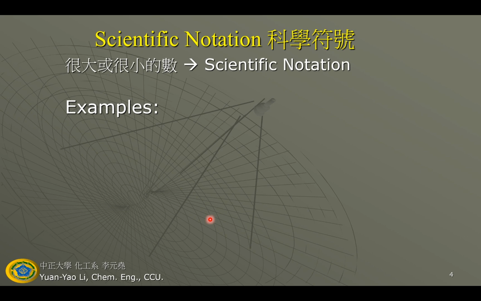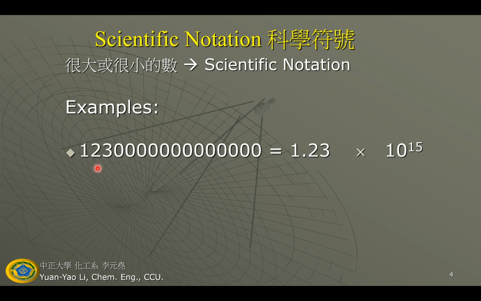If you want to describe a very big number or a very small number, for example like 1, 2, 3, 0, 0, 0, 0, 0, 0, 0, 0, 0, 0, 0, 0, 0, how can you do it in a smart way? This is the reason we want to use scientific notation. You can describe this number using 1.23 times 10 to the 15th.